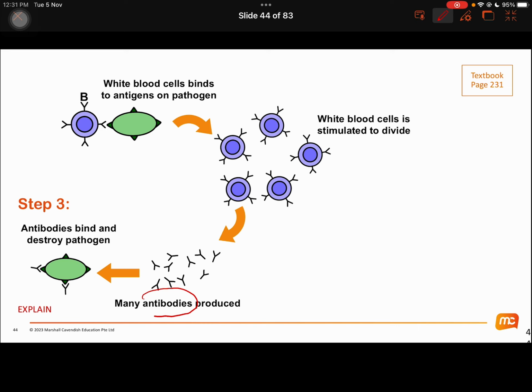Take note of the difference. Antibodies are represented by the letter Y. The antibody produced will then recognize the antigen on the pathogen, bind and destroy the pathogen. So this is how the vaccine works.